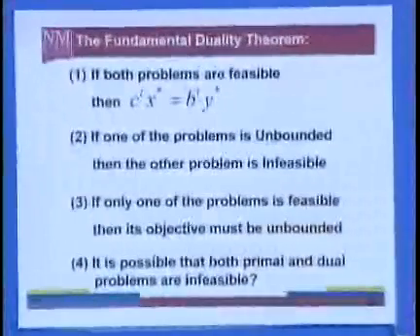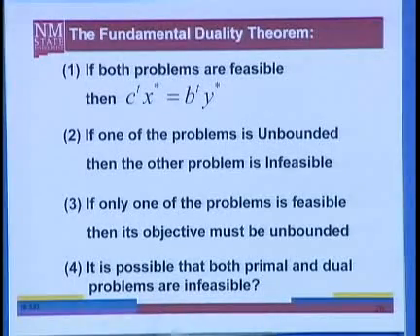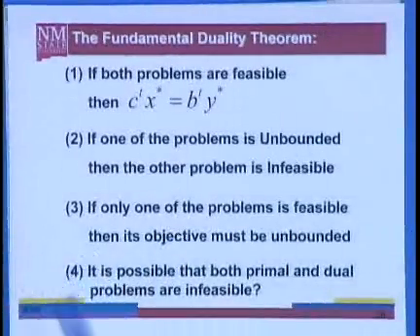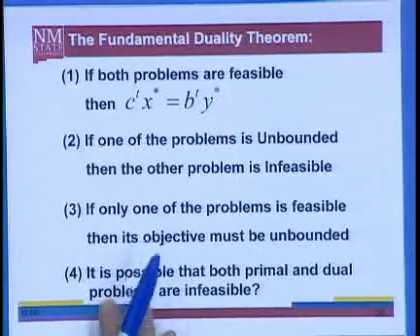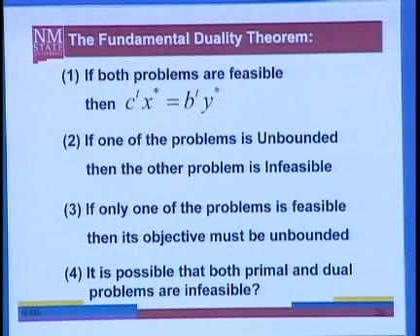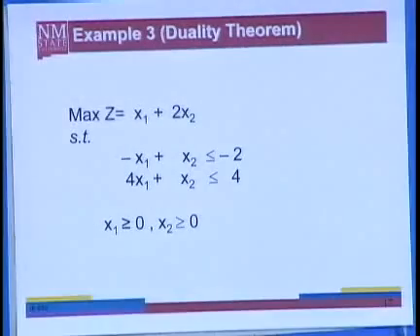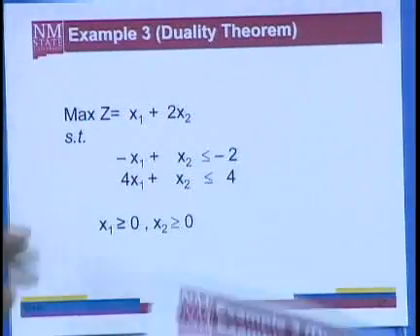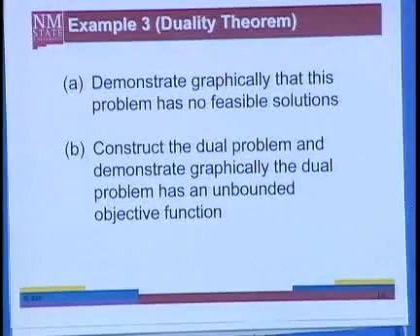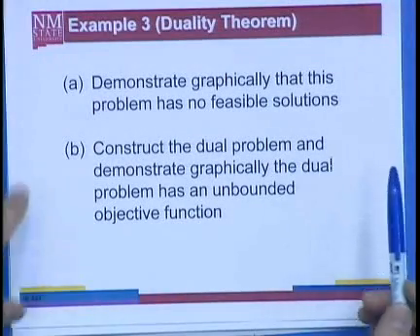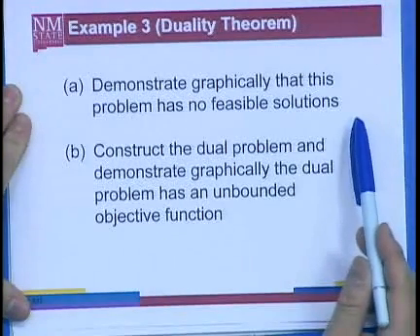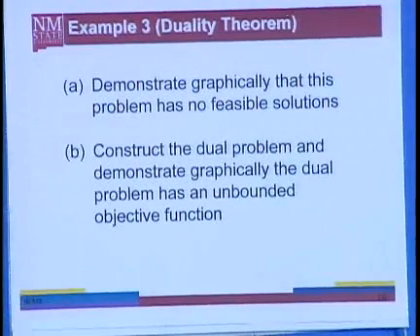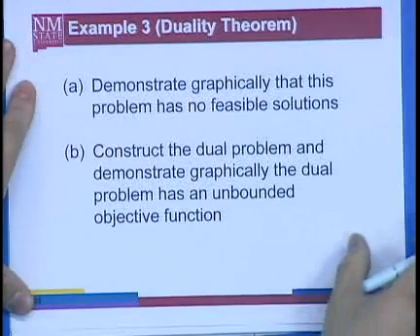Okay, next, I'm going to show you if the primal problem has no feasible solution, then the dual problem has an unbounded objective. Okay? This is example number 3. And in this example, first, I'm going to demonstrate this problem has no feasible solution using the graphical method, and then construct the dual problem and demonstrate graphically the dual problem has an unbounded objective. Okay?